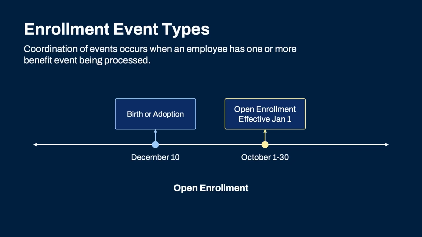Since the birth adoption event elections would only apply until the end of the year, the baby would only be eligible for benefits from December 10th to December 31st and would drop off from the employee's benefits in January. To prevent this issue, the Coordination of Events features in Workday will reprocess open enrollment after the birth event. When the open enrollment task reopens, it includes the new baby on the employee's elections and ensures that they continue to receive benefits effective January 1st.